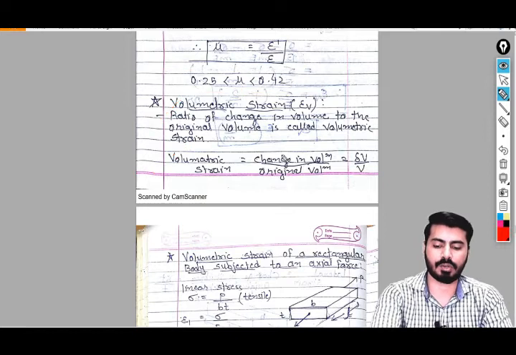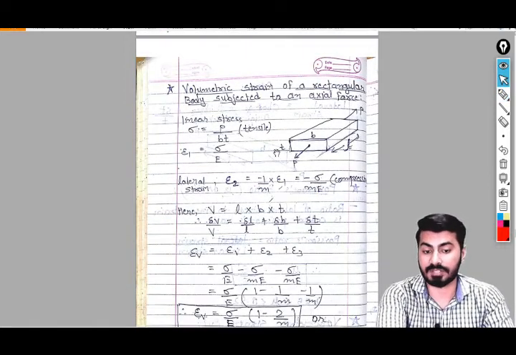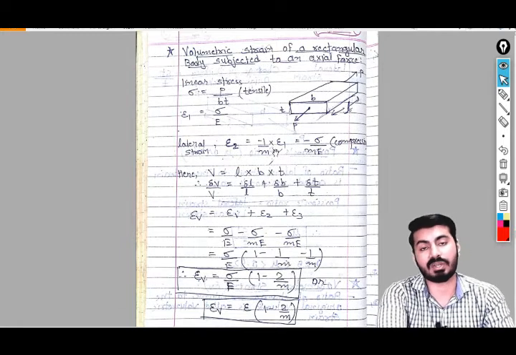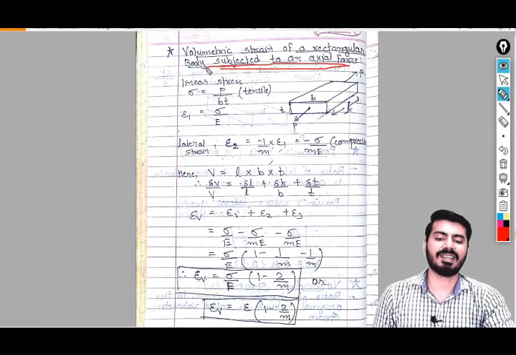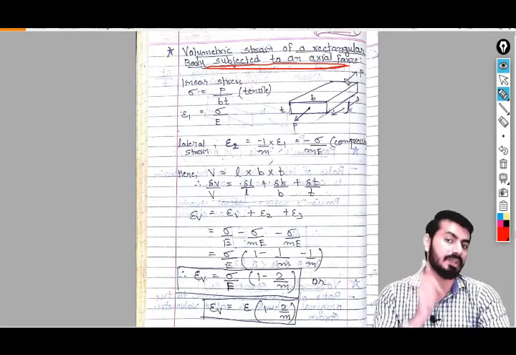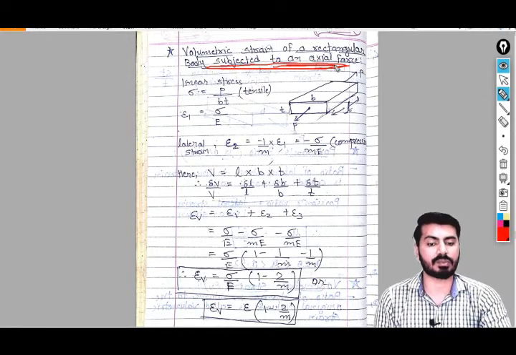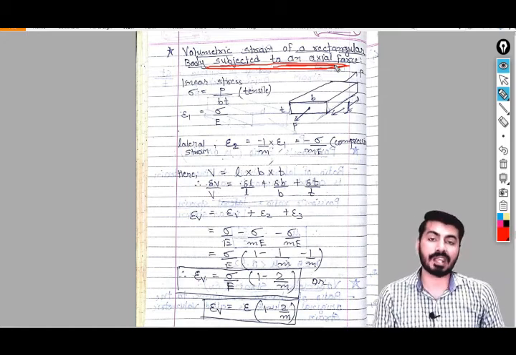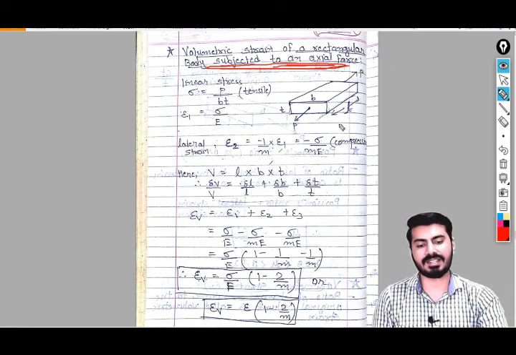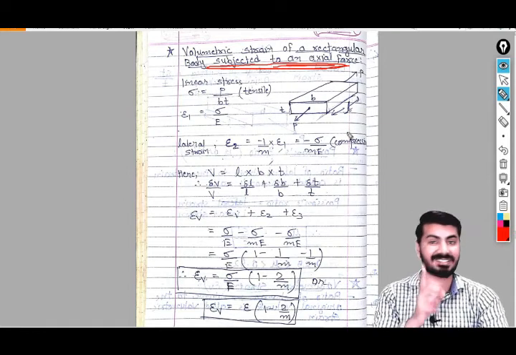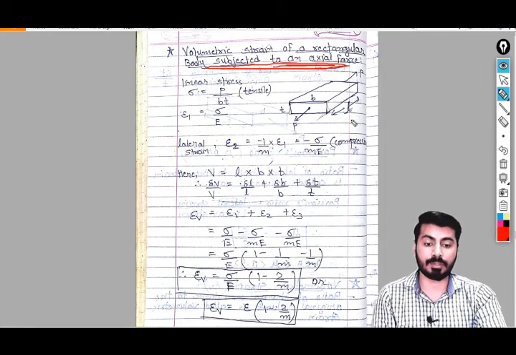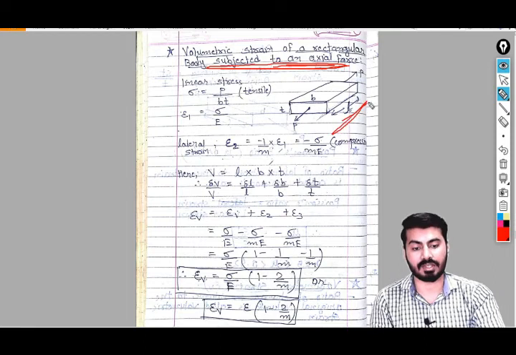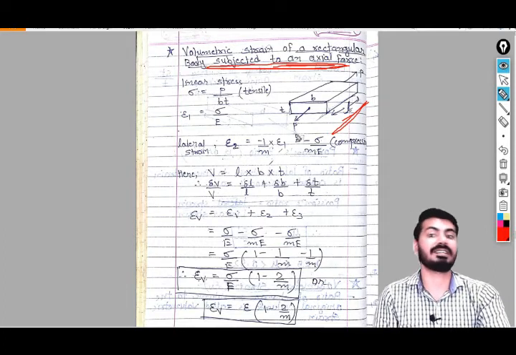Now we will see another topic, the volumetric strain of a rectangular body subjected to an axial force. You must focus on these particular words. As you can see, there is only one force, an axial force, acting in the direction of the axis. Which is the direction of the axis? The axis will always be considered along the largest dimension of the body. What is the largest dimension of the body over here? The length is the largest dimension, and the width and thickness are smaller than the length. That's why we are considering the direction of the length as the direction of the axis.